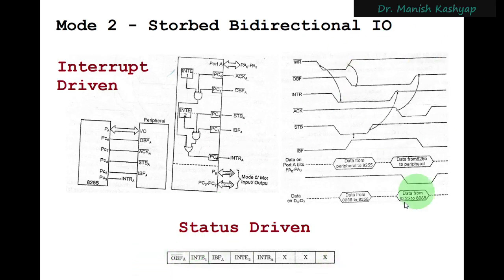So it is now easy to understand this timing diagram also. I leave this as an exercise for you to understand. If there are any doubts, you can always ask me. So I think this is it for this 8255 PPI.